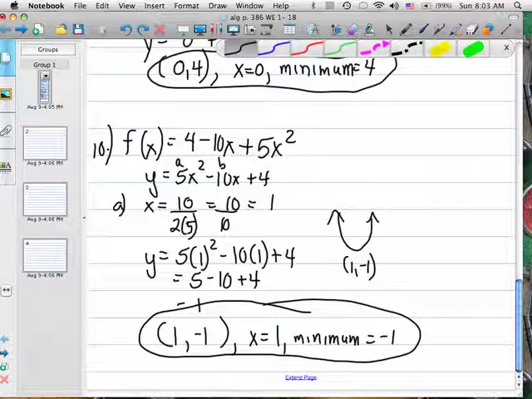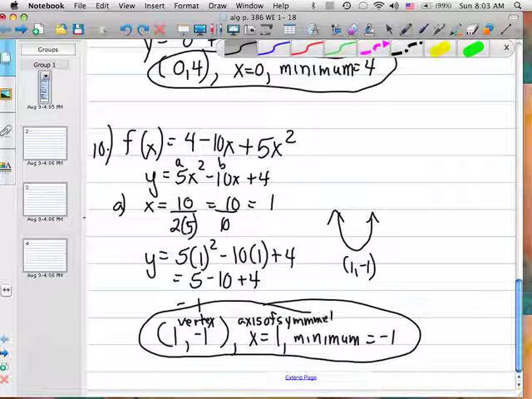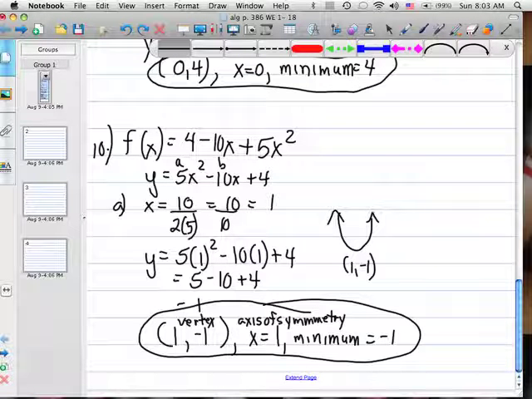So this is the vertex. This is the axis of symmetry. And that's our minimum. The axis of symmetry, remember, goes right through the vertex. Number 12.